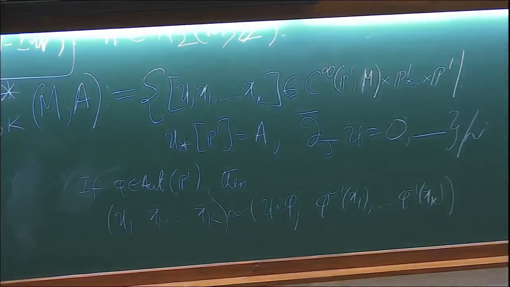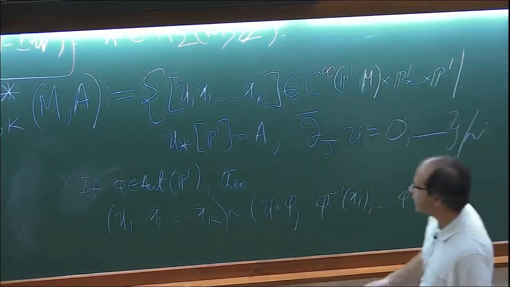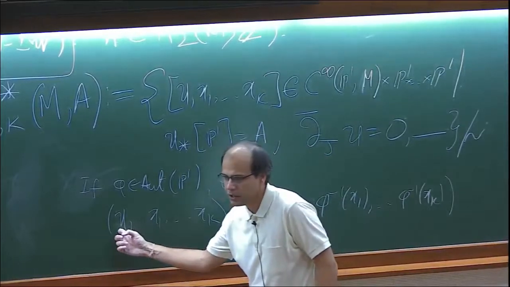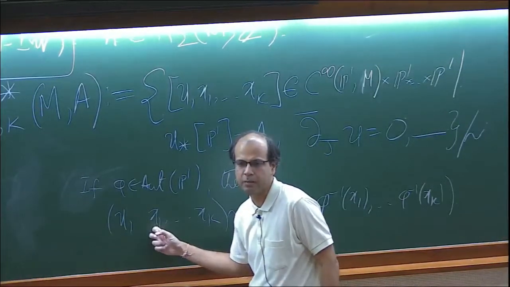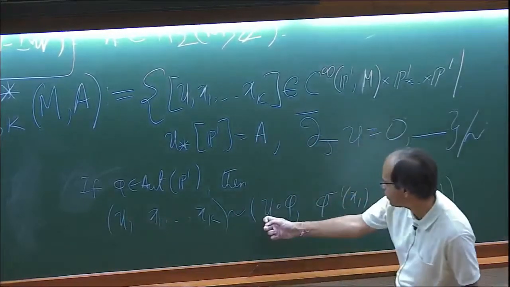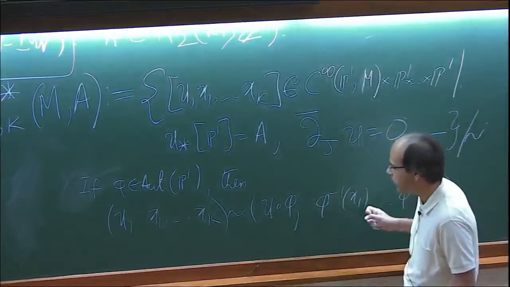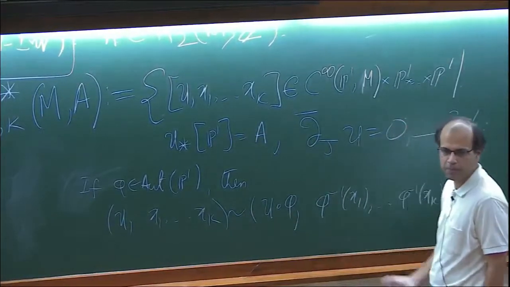So what is the use of throwing in the marked points, and what is the use of this equivalence relation? The use is that I can define something called an evaluation map. I can take a map and evaluate it at the ith marked point. This is a well-defined map, so it doesn't matter which representative you took. If you took u composed with phi and evaluated it on phi inverse of the point, you would still get the same thing. So the evaluation map is well defined.